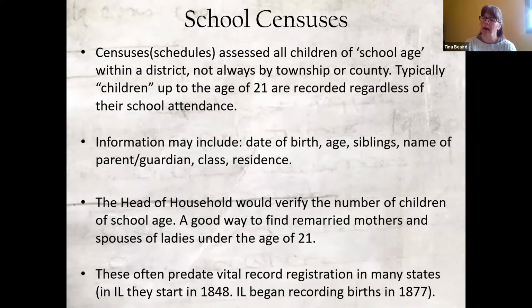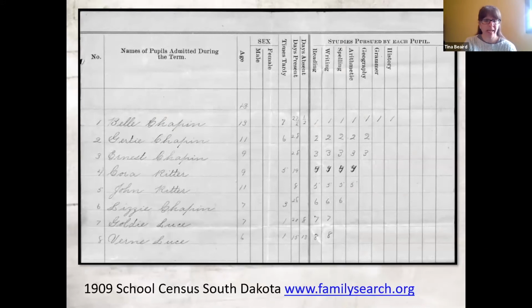Some of them are starting to pop up online. You'll find some in FamilySearch, and you'll find some through some other small town historical society and genealogical society collections. So here's an example of one that is online. This is for South Dakota for 1909. Again, it gives the names of the boys and the girls. What's wonderful about these is they're usually done by family group. So you have all of the children from a particular family listed together. So you can see that you've got Goldie Luce and Vern Luce, 7 years old and 6 years old, as well as the categories that they're studying in school.